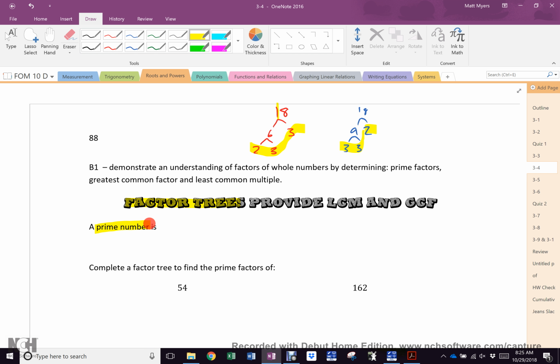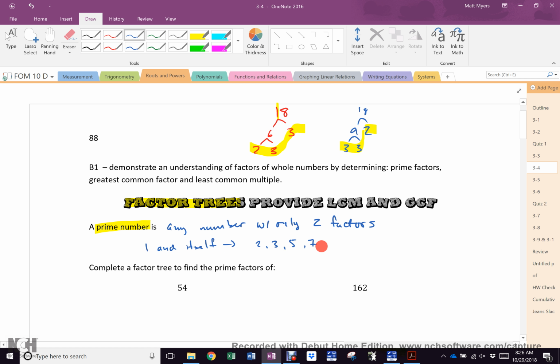Where was I? Oh, prime numbers. Yes. A prime number is any number with only 2 factors. And the factors are 1 and itself. So, 2, 3, 5, 7.